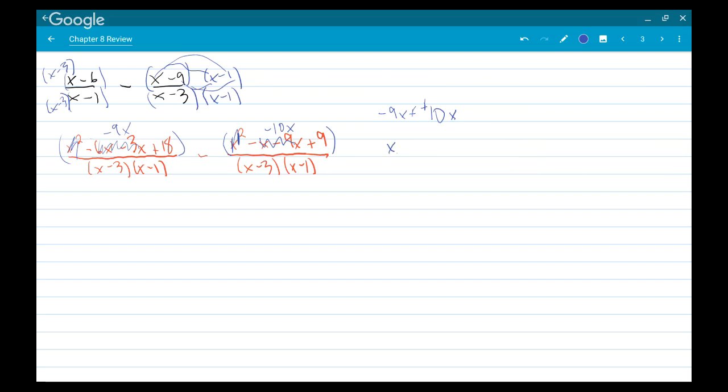And then, much easier, I'm doing 18 minus 9, which is positive 9. All of that goes over my common denominator. Now, the great part about this answer is, even though it was a little bit of a pain to get there, there's no simplification I can do because I can't cancel the 9 with the 3 or the x's or anything like that, because they're all in parentheses with addition and subtraction, so there's nothing I can do there.